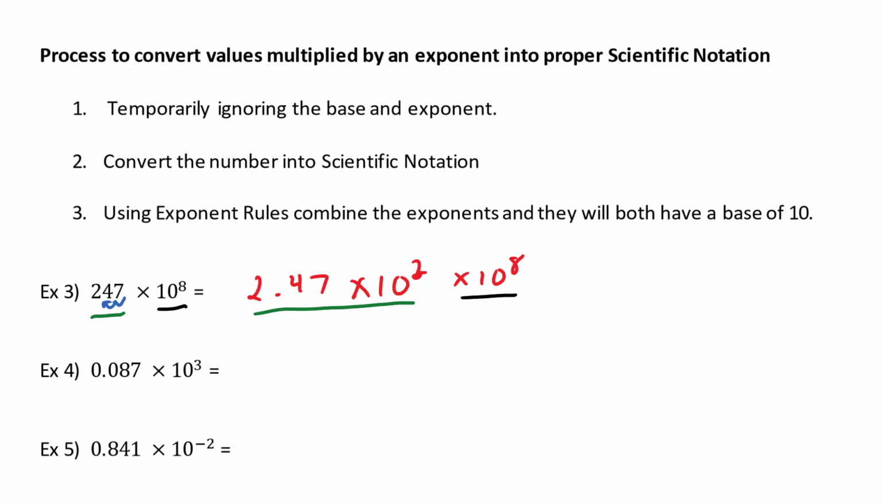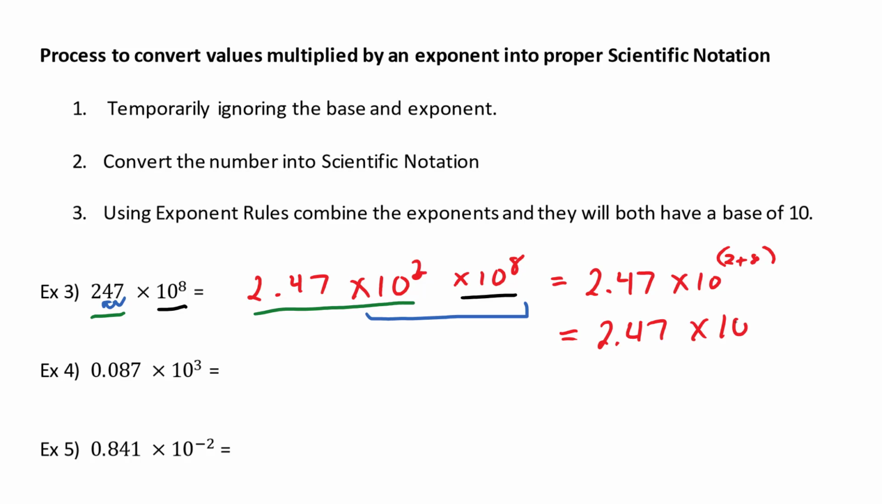What we now do is we work with those together. Remember, when we're multiplying or adding values together only, it doesn't matter which one comes first. So in this case here, let's combine 10 to the 2 and 10 to the 8. Remember how to do this using your exponent laws? We're multiplying them together, so we add them. 2 plus 8, giving me 2.47 times 10 to the exponent 10. Final answer.